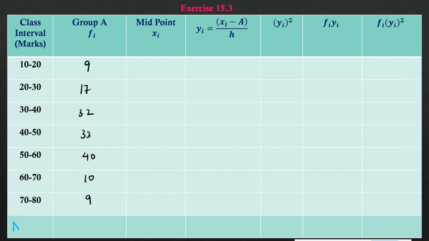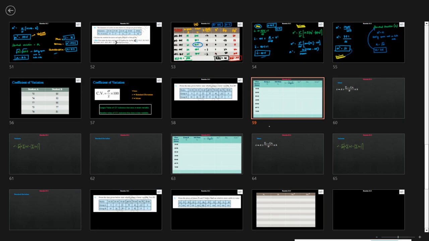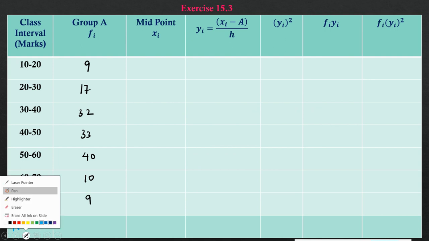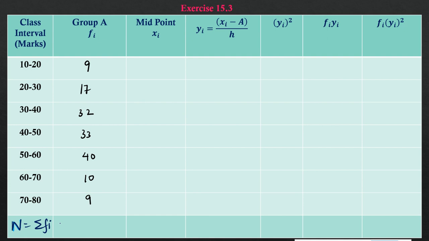Now I can write n will be equal to sigma fi. N is going to be equal to the summation of fi. You have to add all these numbers. When you add all this, you will get the value as 150.